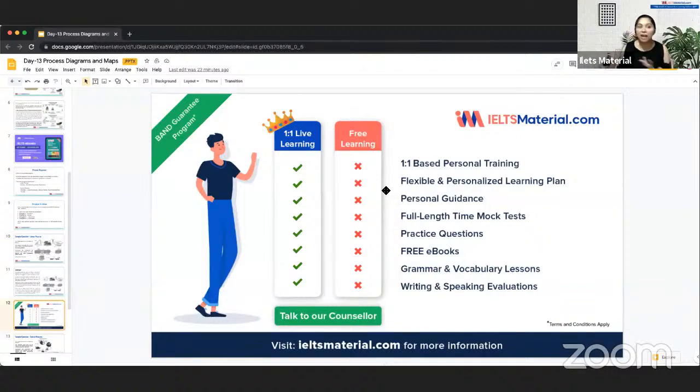I'm not able to give you any evaluations. I'm not able to correct you properly, or focus on you personally. So if you want to get these benefits, then definitely you should go for one-on-one live learning. Again, if you do not want to spend your money on giving the examinations frequently, if you have a lot of money, then why not spend it on the classes rather than giving examinations over and over again? It's best to go for the one-on-one live session.